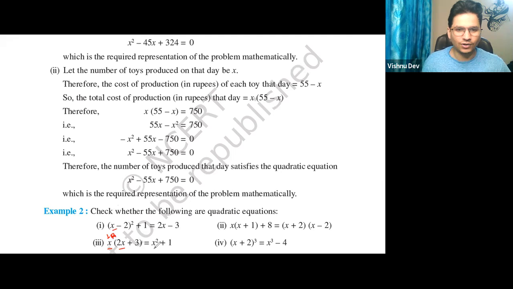So 2x squared minus x squared gives x square. What about this third one? What about this fourth one? Sorry, fourth one.